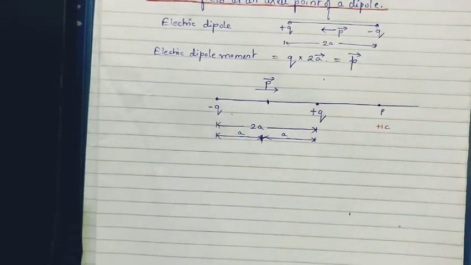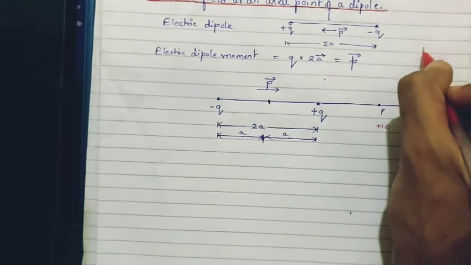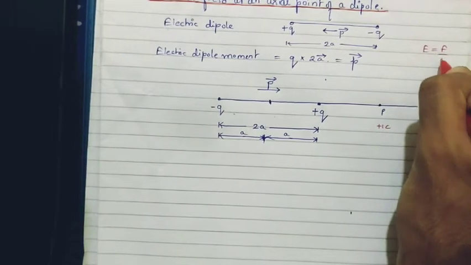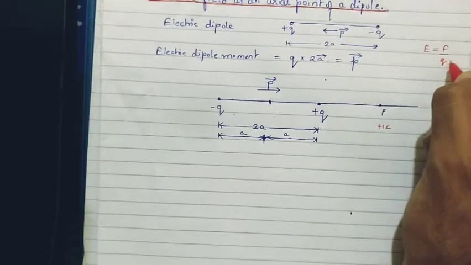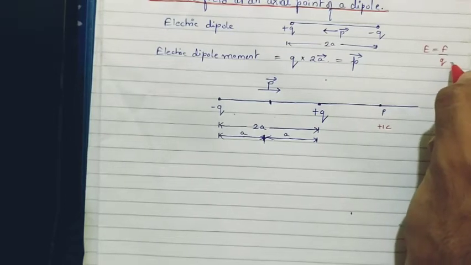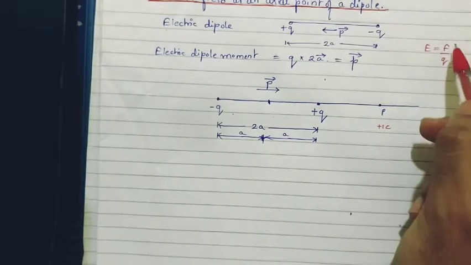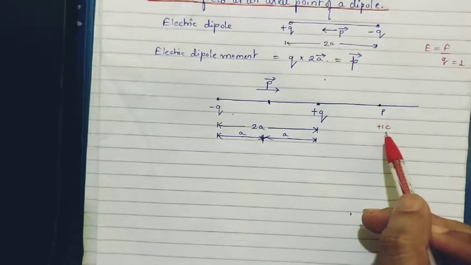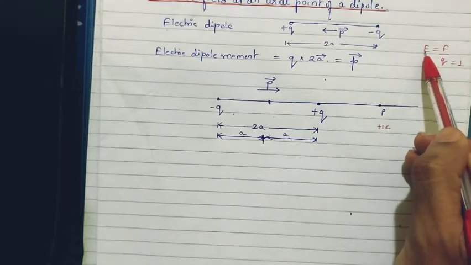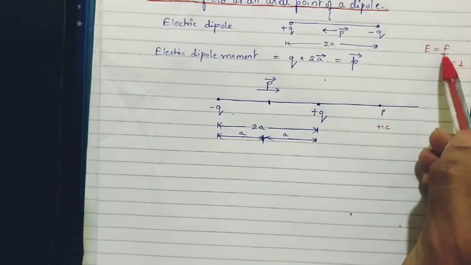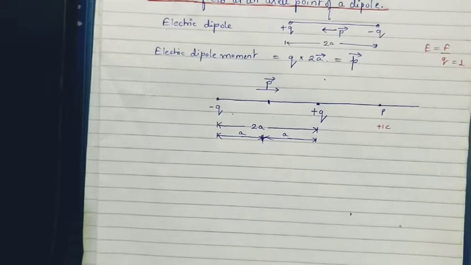The force experienced by this plus 1 coulomb charge due to these source charges is nothing but the electric field. Correct? Basically, the expression is E equals F upon Q, the force experienced by one unit, so Q will turn into 1. So F upon Q, which is equal to F in this case. It is nothing but the electric field, equal to the electrostatic force experienced by 1 coulomb of charge.